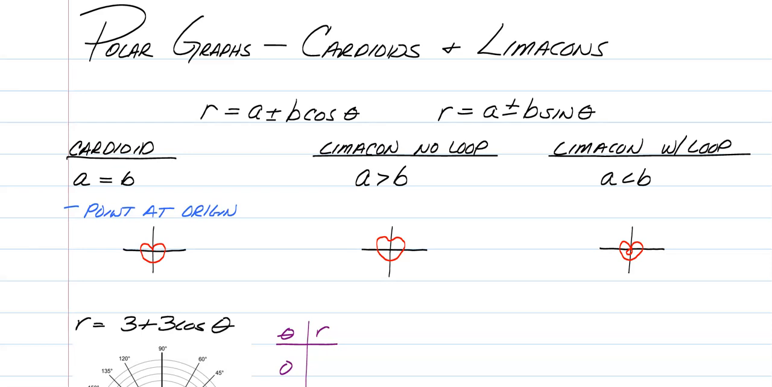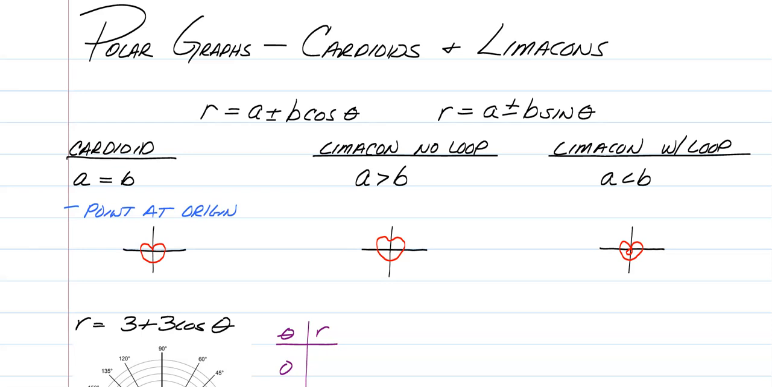And basically, to decide if you're going to have a cardioid or a limacon is whether or not a and b are equal, if a is greater than b, or if a is less than b, okay? It has nothing to do with the sine or cosine.